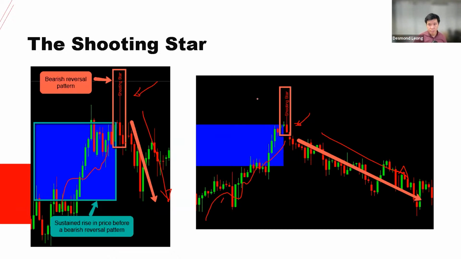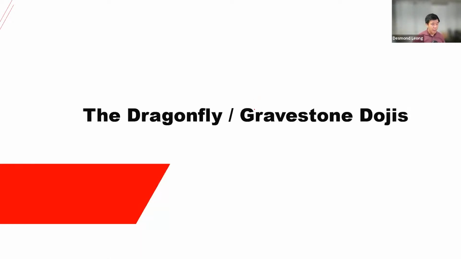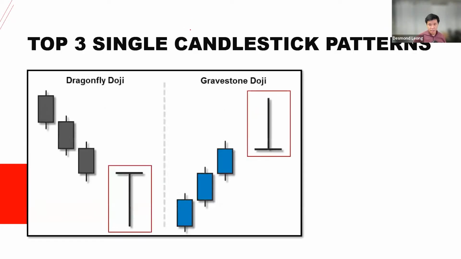Okay, guys? Now, the Dragonfly and Gravestone Dojis, they're my third favorite setups, right? This is how they look, right? Dragonfly looks like this, you know. Imagine there's a doji, right? That's a Dragonfly doji, and that's a Gravestone doji. When you see a single line like this, that means the open price and the close price, right, are exactly the same. These are very strong signals, pretty strong signals, right?